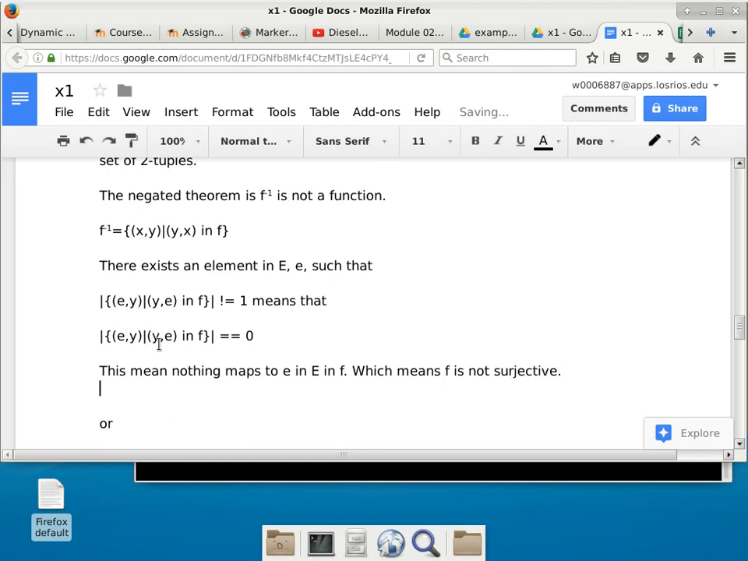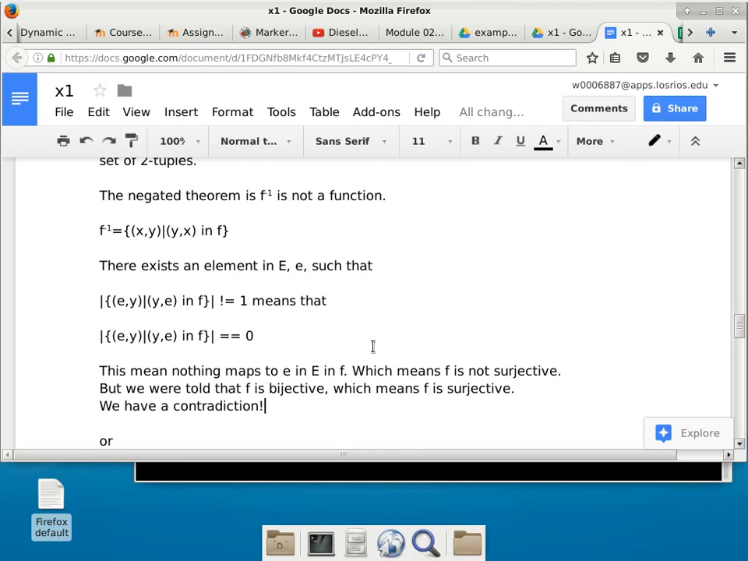And why is this going to lead to a contradiction? Yep. But we were told that F is bijective, which means F is surjective. Now we have a contradiction. Because we were told that F is bijective, which also means that F is surjective. But by using the logic, if we say that F inverse is not a function, in one branch it means F is not surjective, which leads to a contradiction. Okay, so this is the first one.